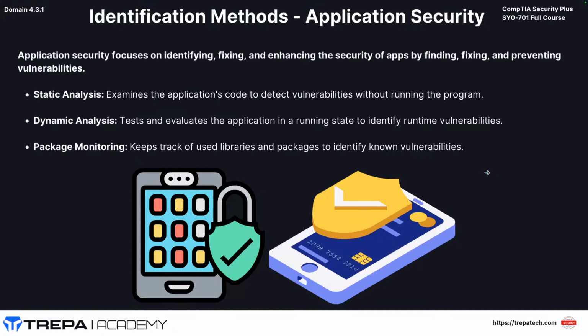Okay, application security. This focuses on identifying, fixing, and enhancing the security of apps by finding, fixing, and preventing vulnerabilities. So how do we identify vulnerabilities in our applications? We have analysis, and we have different types of analysis. We have static analysis. This examines the application's code to detect vulnerabilities without running the program. That pretty much just means looking at the source code, combing through the actual source code before it's in a runtime environment.